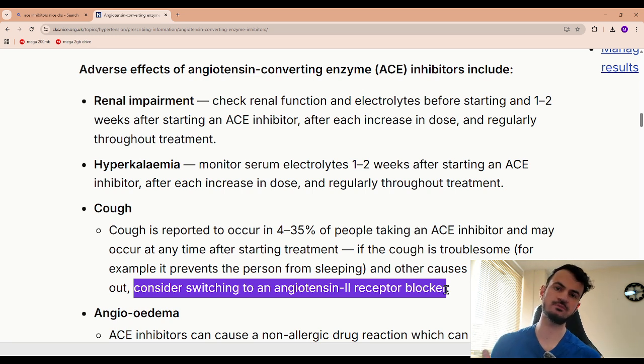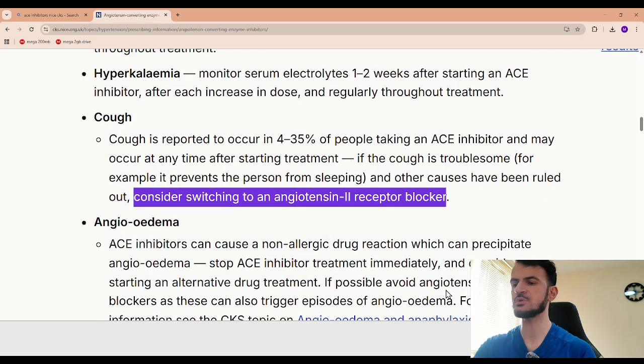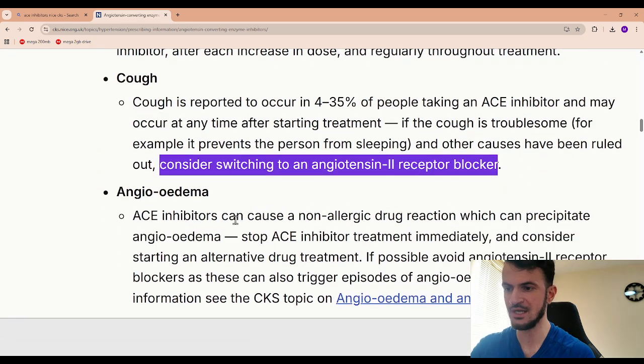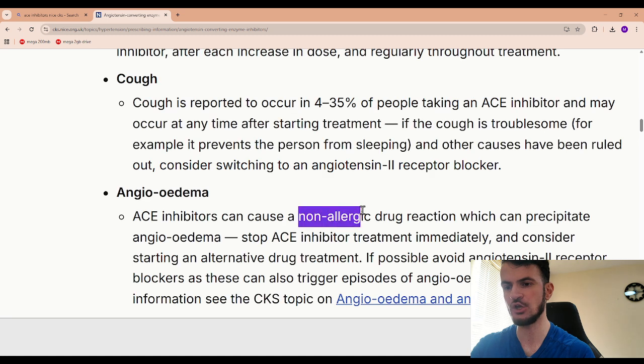So this is a crucial point when revising, because if you have a patient that has cough, especially in the scenario, if it says it's preventing the patient from sleeping or it's annoying the patient, then you would switch from ramipril to, for example, losartan. Keep that in mind.